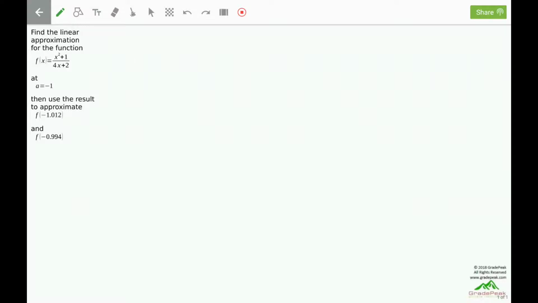Find the linear approximation for the function f of x equals (x squared plus 1) over (4x plus 2) at a equals negative 1. Then use the result to approximate f of negative 1.012 and f of negative 0.994. The linear approximation involves the function f of x, which is (x squared plus 1) over (4x plus 2), as well as its derivative, f prime of x, which will make use of the quotient rule.